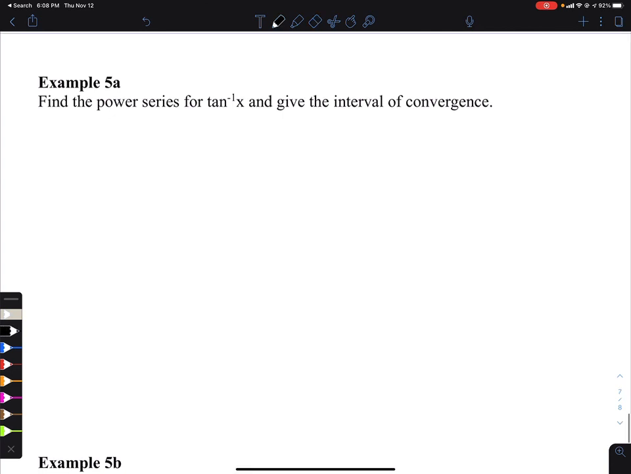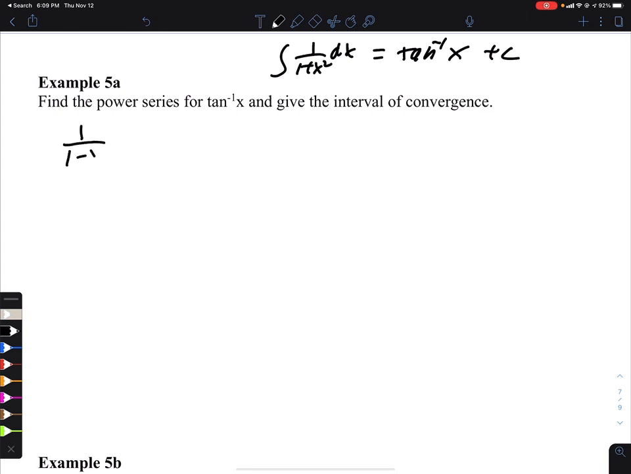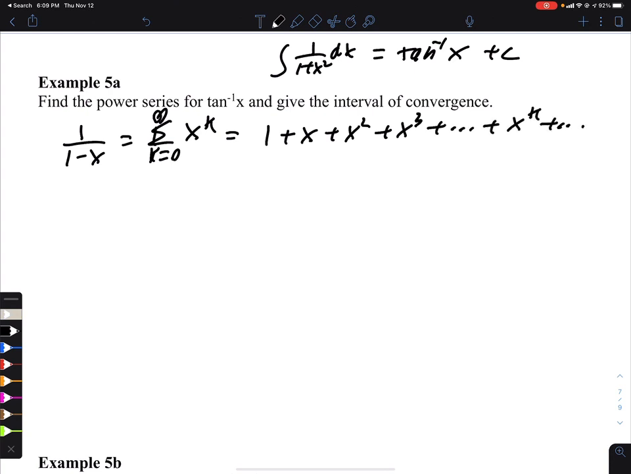Now, a little tidbit that you need to know, the integral of 1 over 1 plus x squared dx is arctan plus c. Do you remember that? That is something you should know. So I say to myself, wow, if I can integrate that, but I don't know that, but I know this, which is 1 plus x squared plus x cubed plus dot dot dot plus x to the k plus dot dot dot, right? That's the geometric series.